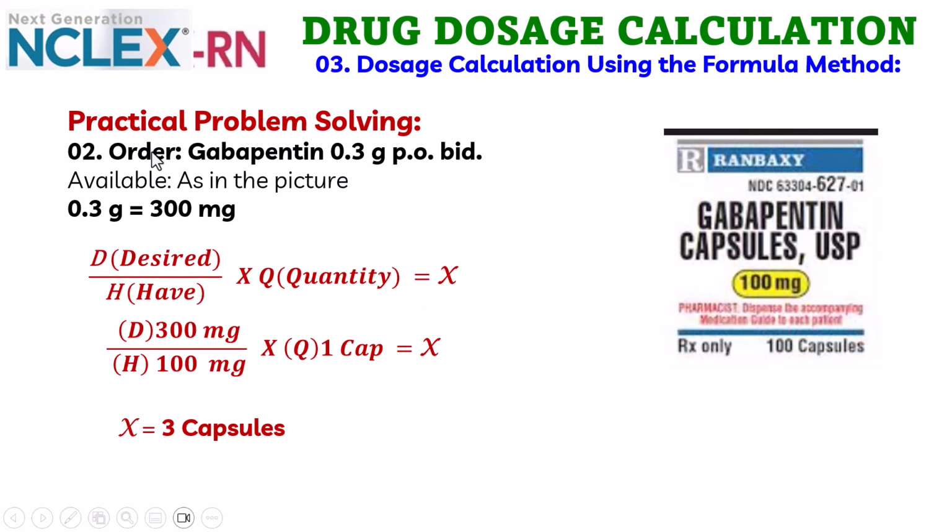So let's do another example. Order gabapentin 0.3 gram per oral BID. Available is as shown in the picture, that is 100 milligram. So better to change the units to match the label provided. So better to change this 0.3 gram into milligram. So 0.3 gram equals 300 milligram. Now let's calculate. Desired is 300 milligram, having is 100 milligram into 1 capsule. So X equal to 3 capsules.